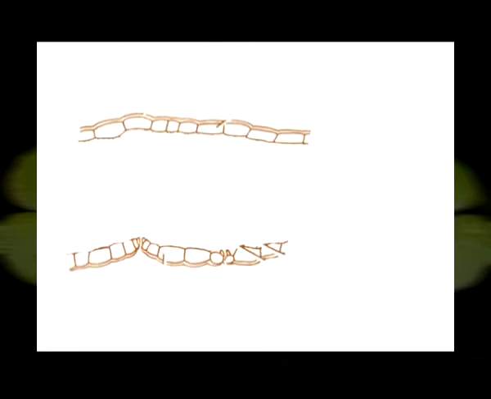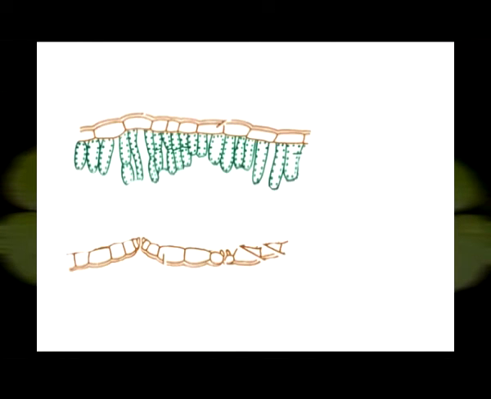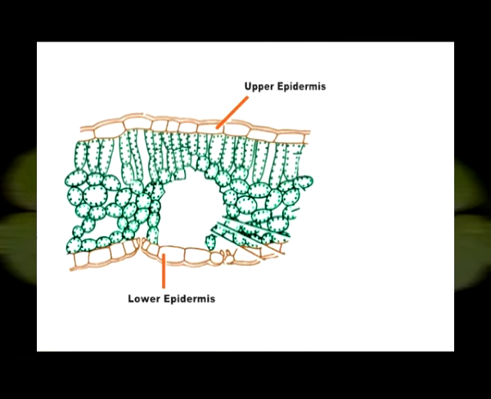Then, when we cut a transverse section of the leaflet, it consists of upper and lower epidermal layers, each made up of a single layer of parenchymatous cells. The continuity of the epidermis is interrupted by sunken stomata.